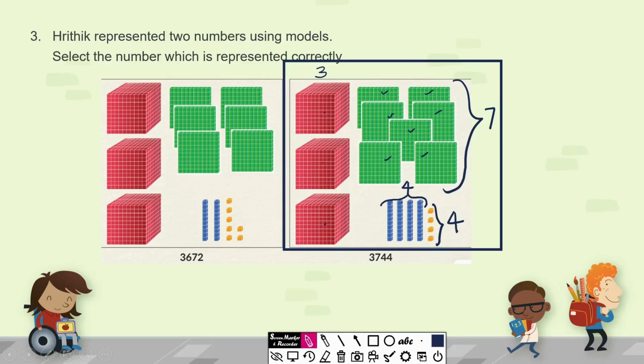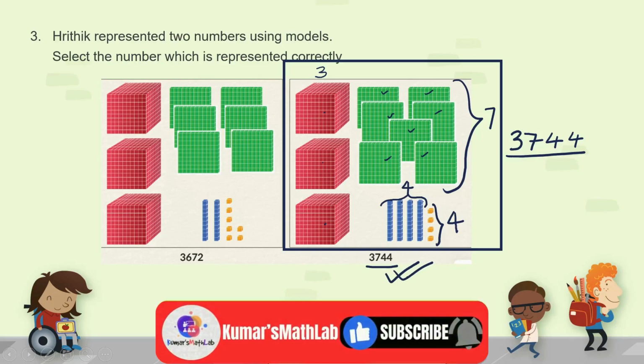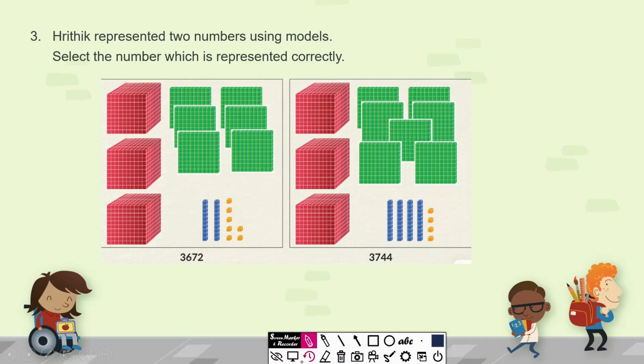Come on, help me writing. 3,744. Yes, this is the number. Let's check whether it is the same here or not. 3,744. So, this is the correct number representation. Good. Let's move to the next question.